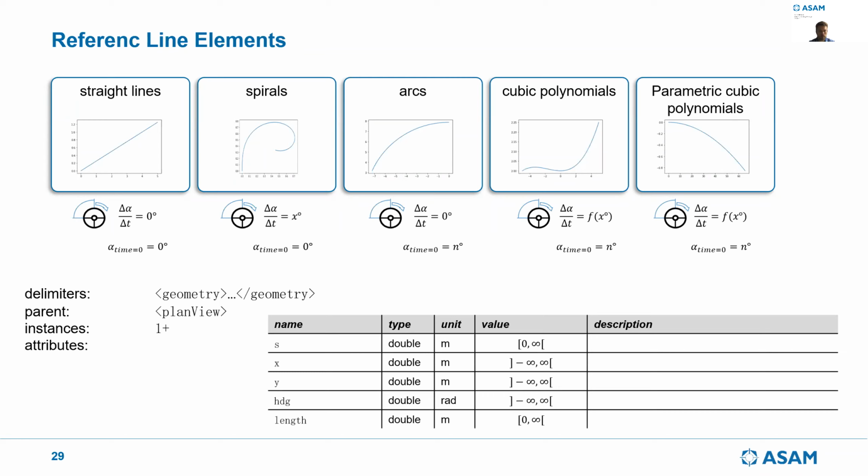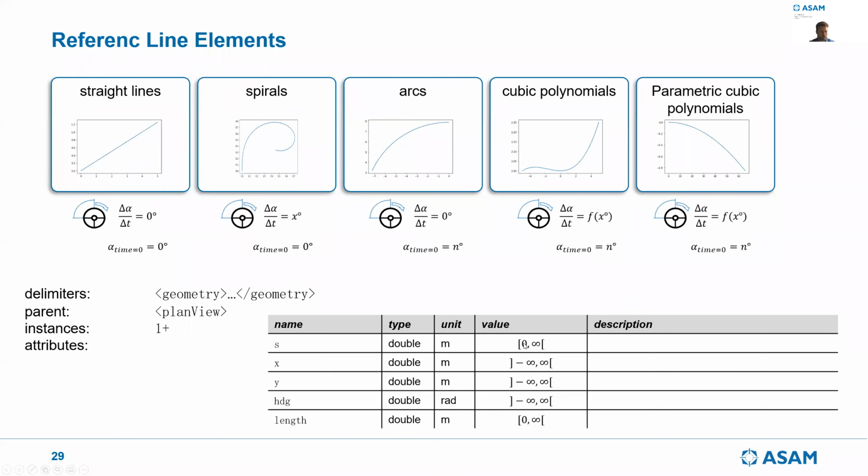So what are the basic parameters and attributes of each and every reference line element? Each and every reference line element has an S coordinate. So where does it start on the reference line? That is in meters. And then X and Y coordinates, so you can place them in your inertial coordinate system. So that's the starting point. Here we have the heading, and that is defined in radians, and then the length of that element. So all the units are here as well, and that's what you can find in the specification as well.